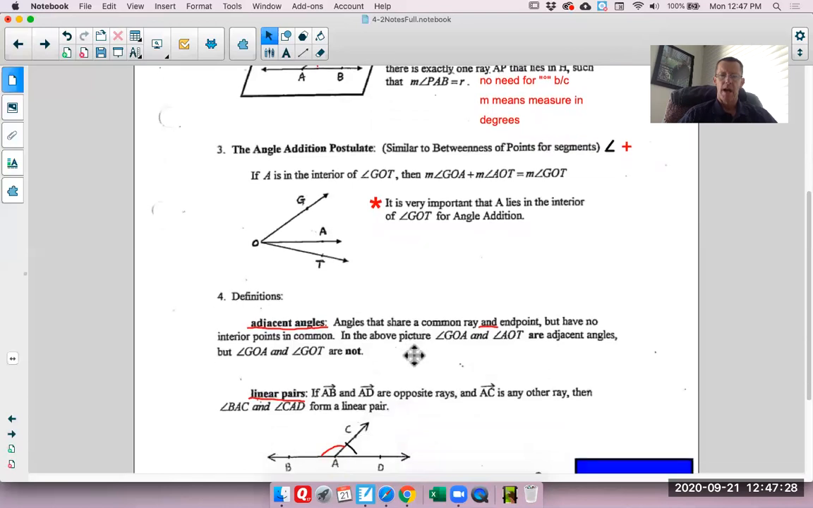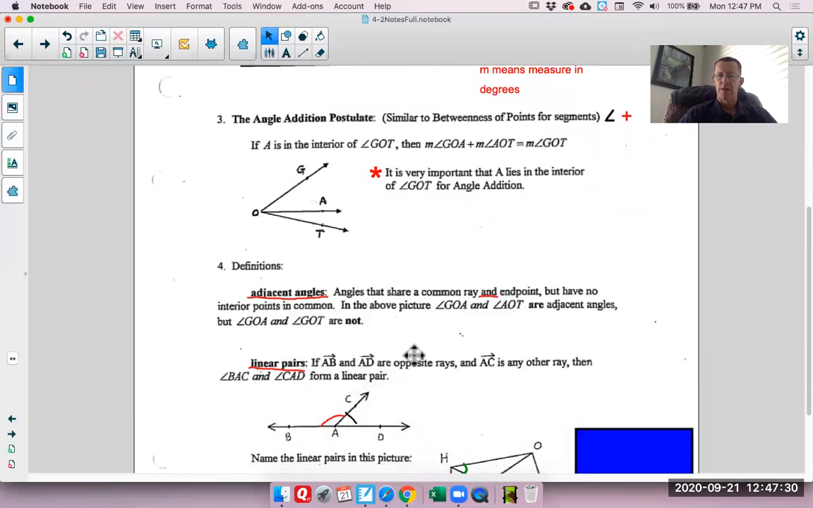All right, adjacent angles. Angles that share a common ray and endpoint, but have no interior points in common. So if you look up here, angle GOA, angle AOT, they share a ray, ray OA, and they have the same vertex, right? And they have no interior points in common. If you're in GOA, you're not in AOT.